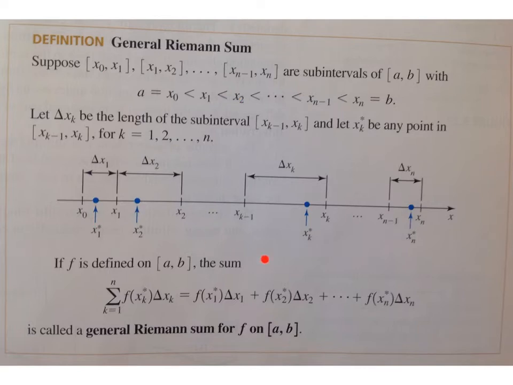But all this thing is saying is exactly the same thing, only that we don't have to have our delta x, our change in x, being equal. We can have them at different sizes. So when you hear something referred to as a general Riemann sum, just understand that the base of the rectangles changes, or the delta x changes on each of the intervals. But other than that, it's basically the same idea.